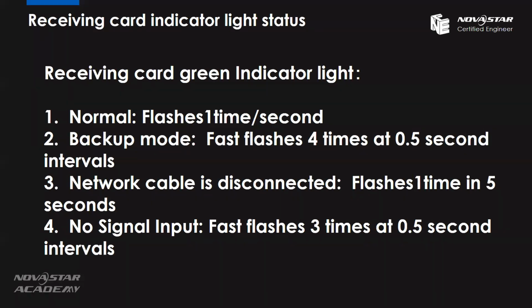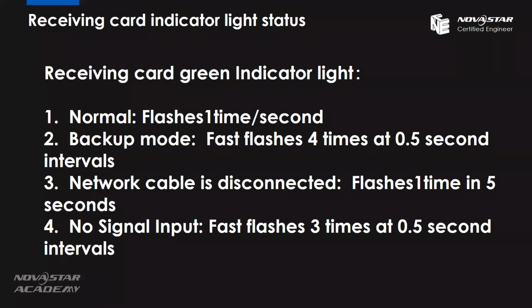The first one, if the receiving card is working normally, it will flash 1 time per second. So it's blink, blink, blink like this. And if it works in backup mode, it's like Brian said, a quadruple blink, or you can say a faster blink, 4 times at 0.5 second intervals. And if the network cable is disconnected, it will be a slow blinking, like 1 time in 5 seconds.